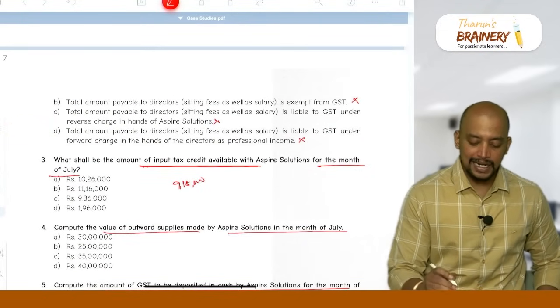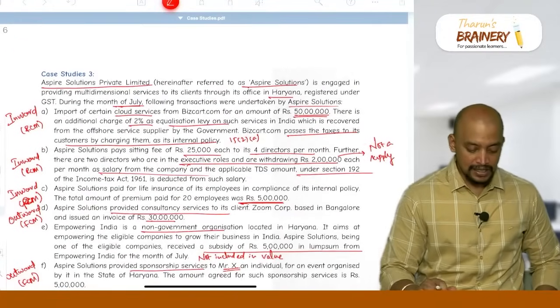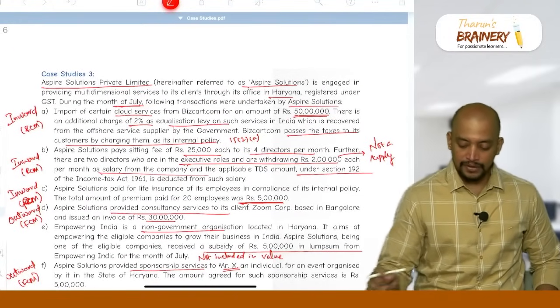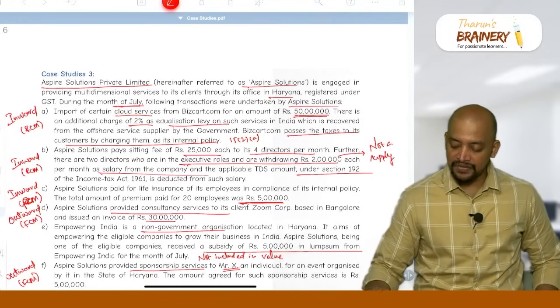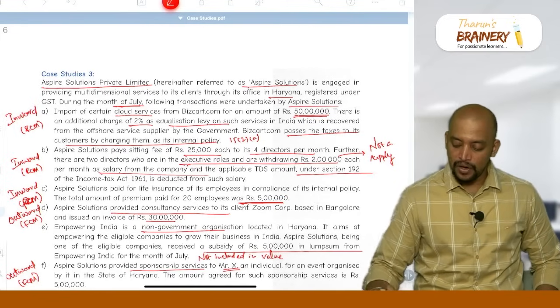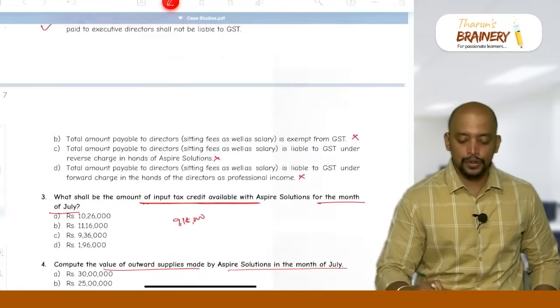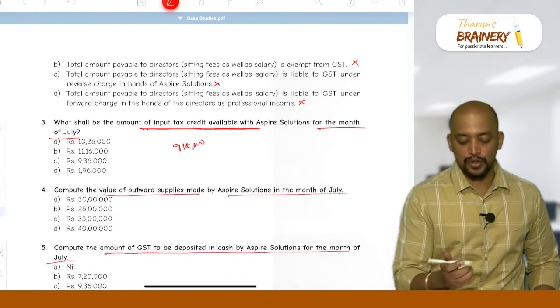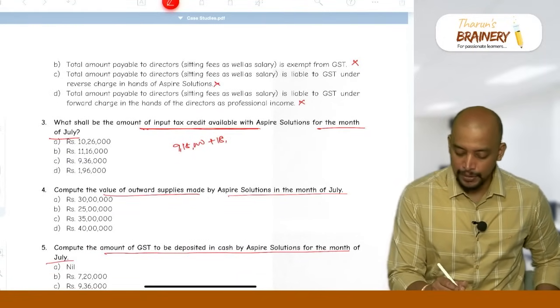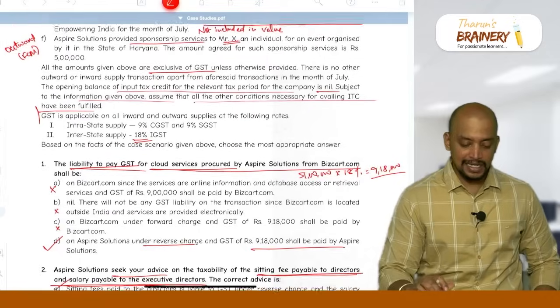9,18,000. Then the next transaction is inward RCM. So sitting fees 25,000 into 4 directors on which 18%, 18,000. Don't bother about CGST, SGST because I have not given that in the question. So plus 18,000. Then is there anything else?